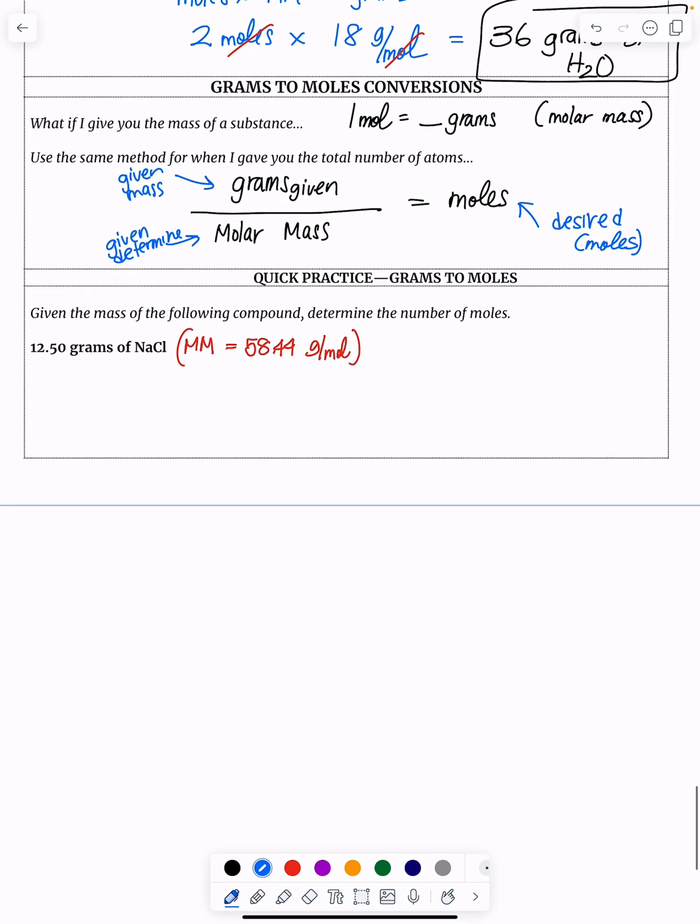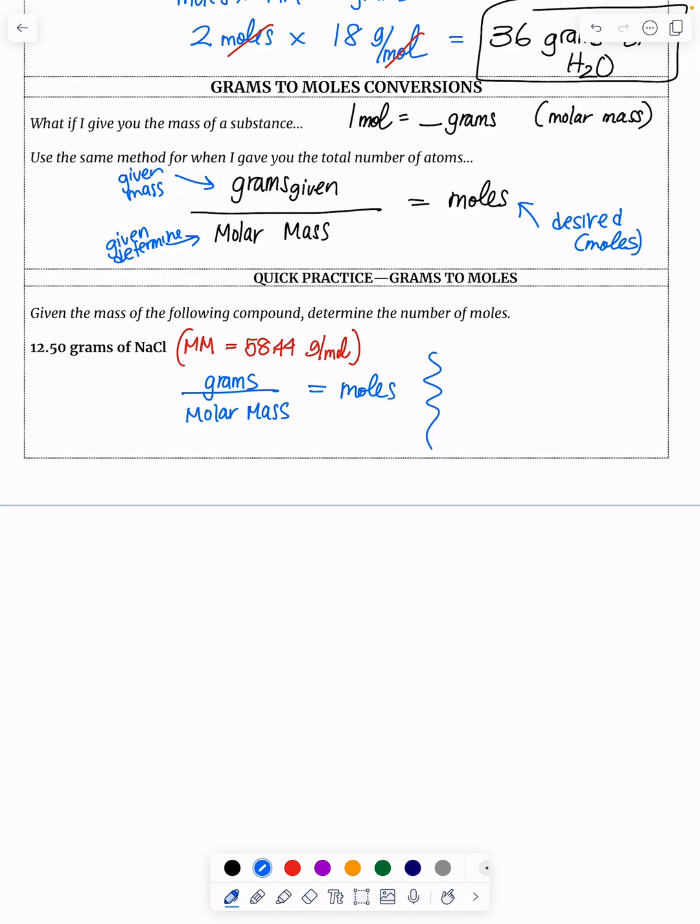So let's look at a last quick question here before you're heading into practice. Given the mass of the following compound, determine the number of moles. I have 12.5 grams of NaCl, and I did the math, and you're going to have to trust me. 1 mole of NaCl is 58.44 grams. If I want moles, I have to take the grams that are given to me, divide by the molar mass, and I will get my moles.